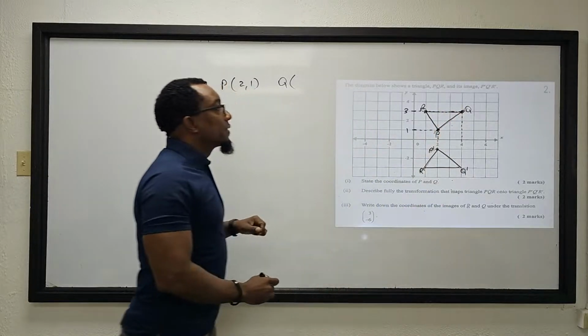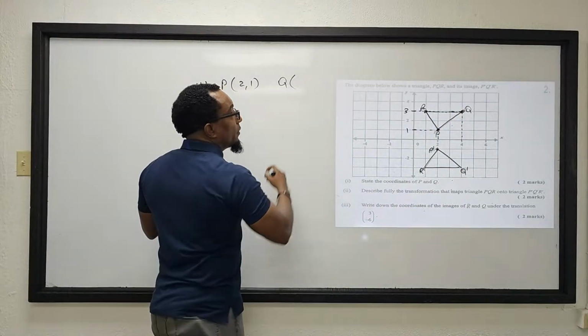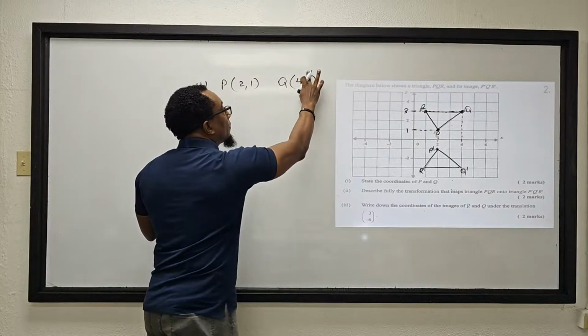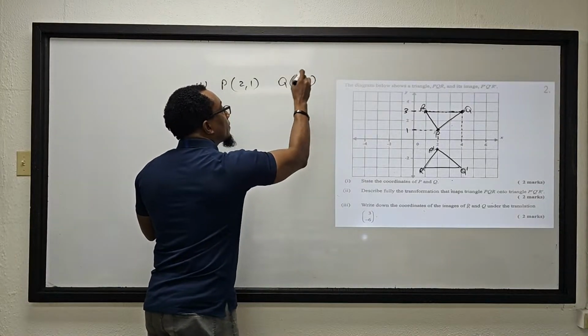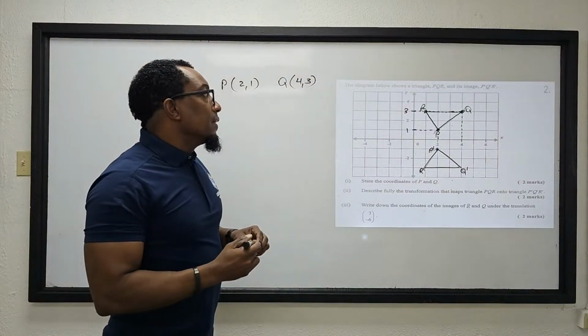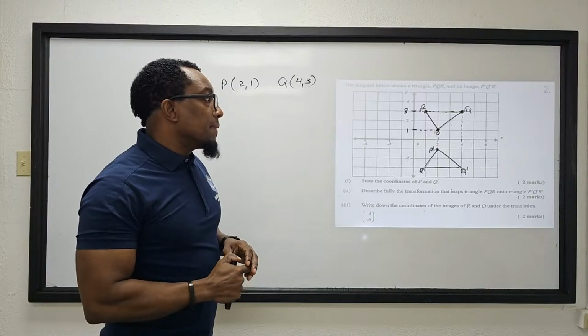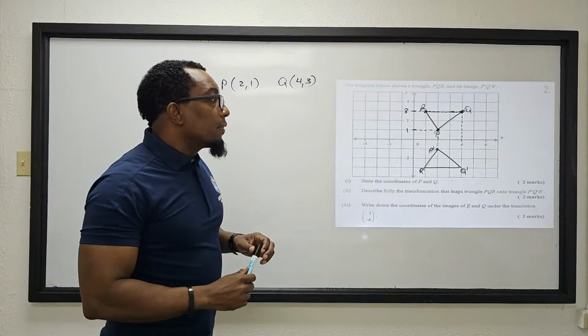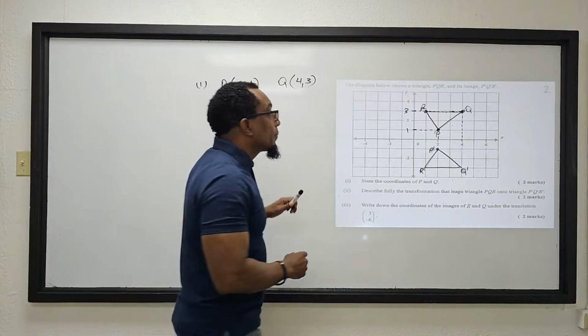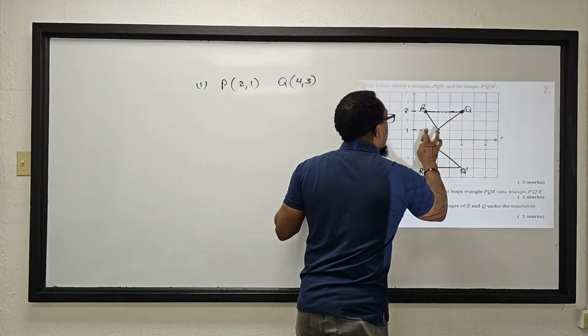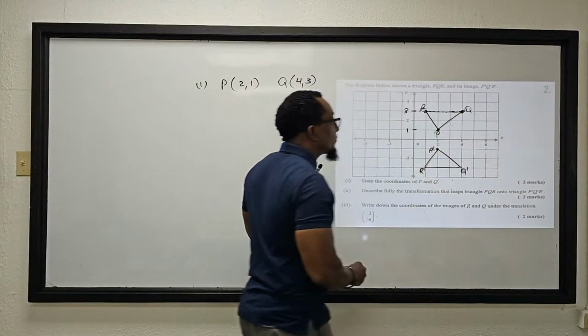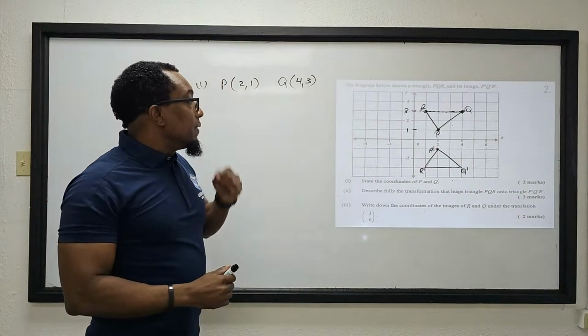So 4 on the X, 3 on the Y. So the coordinates of Q will be 4, 3. Then it asks us to describe fully the transformation that maps triangle PQR onto triangle P prime, Q prime, R prime. So this clearly is, if we look, it is a reflection.